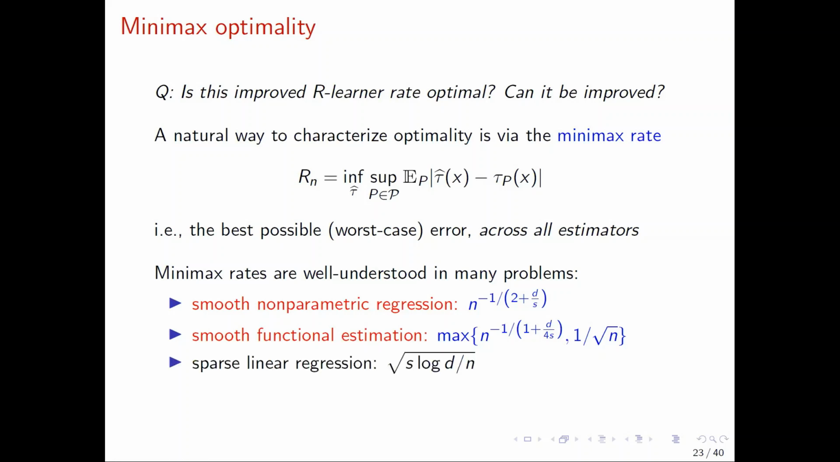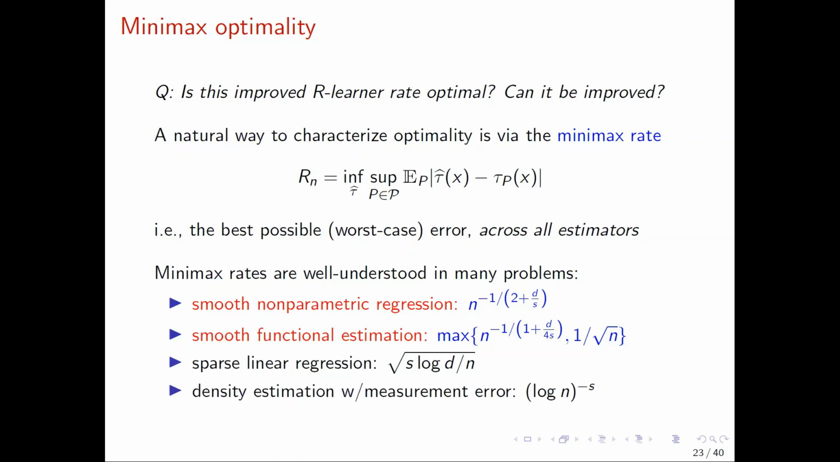In sparse linear regression, you get rates under some conditions that look like root s log d over n. So this tells us you almost get the sparsity level acting as the dimension, but you pay a log price for the larger dimension of the problem.